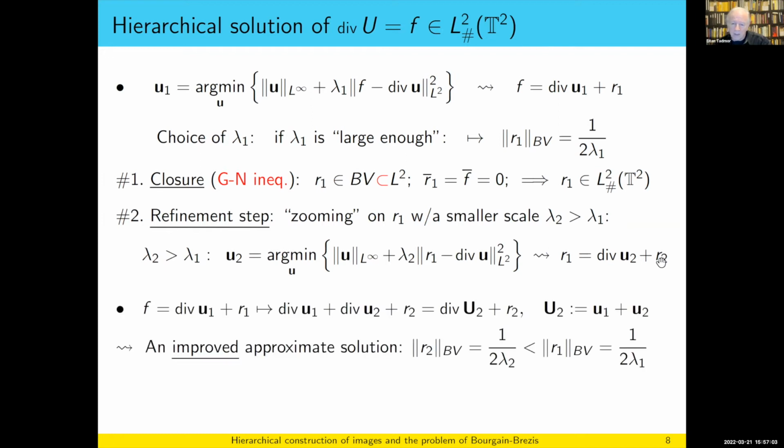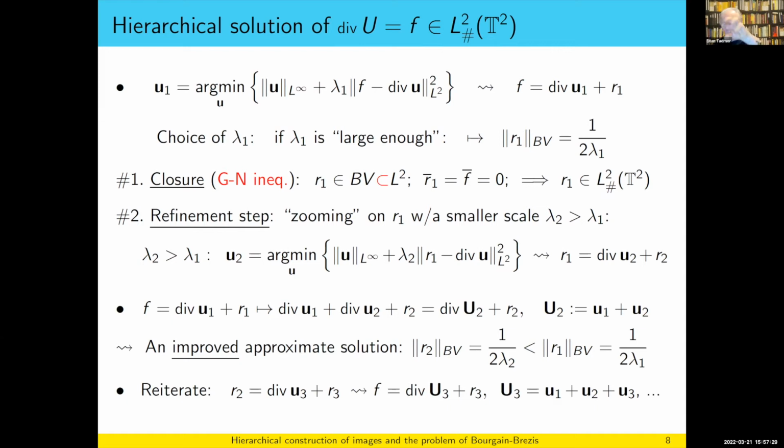So after 2 steps, I will get that F is the div U1 plus the residual R1, and now it will be the div of U1 plus U2 plus another residual, and now the residual will be smaller because it is of the size proportional to 1/2 lambda 2, which is smaller than 1/2 lambda 1. So we get an improved approximation. So the idea is now clear. Let's reiterate again and again. Each time we reiterate, we zoom into the residual and extract more information.